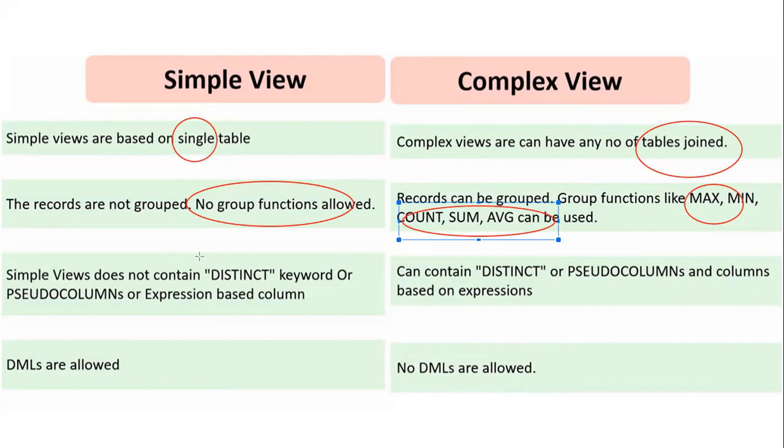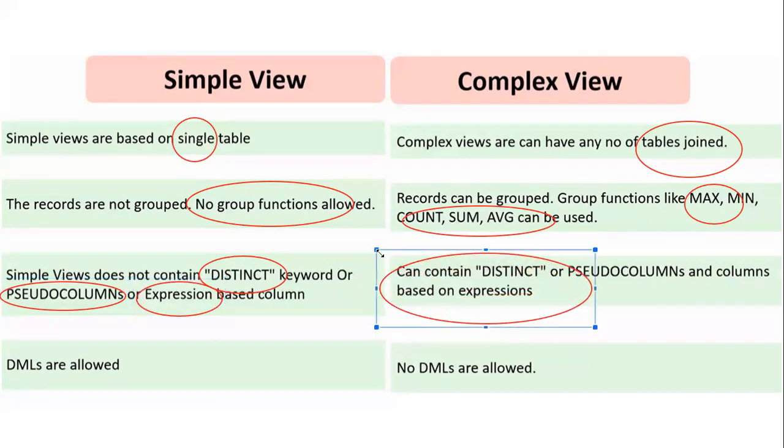Simple views do not contain the distinct keyword. Distinct keyword, which we know is used when the table has duplicate rows and you want to pick the unique values from that table. And pseudo columns we also know: rowid, rownum, currval, nextval, level. If your view has these pseudo columns or any expression-based columns, expression means calculation, then that will not come under the simple view, that will come under the complex view.